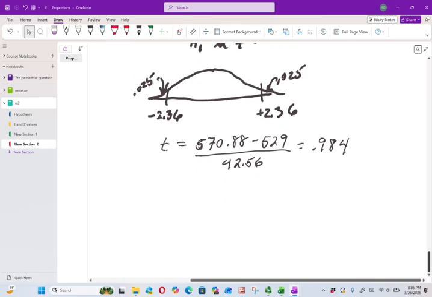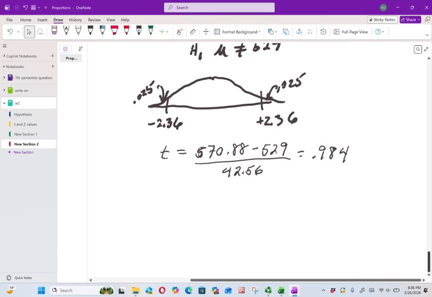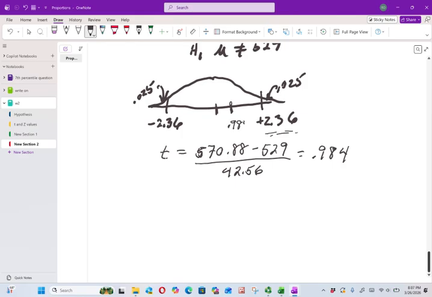Now we need to find if that is high enough to go into one of the tails, either the positive or the negative. Here it's positive, so we're going to be looking at the positive tail. We can do this two ways. The first is we can look at 0.984 compared to the critical regions. So critical region here, 0.984, which is just about at 1, is not in the critical region. So we would fail to reject.